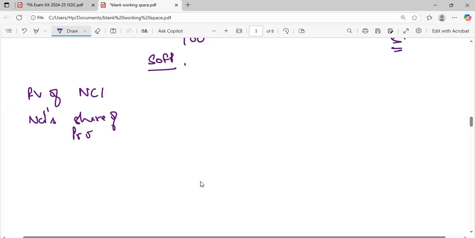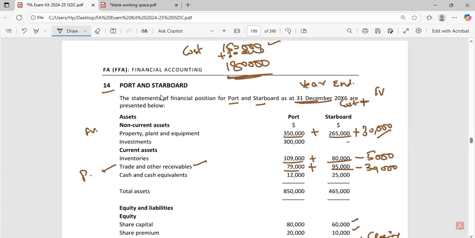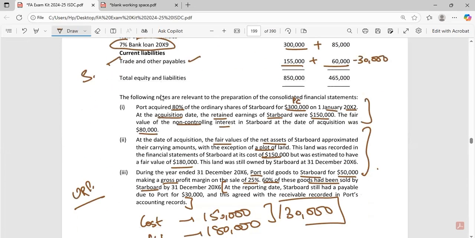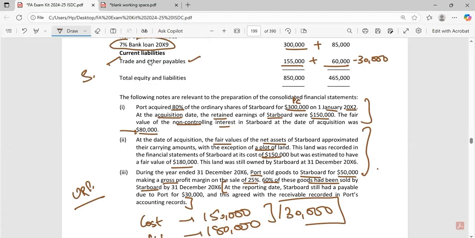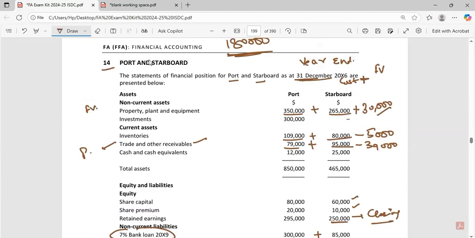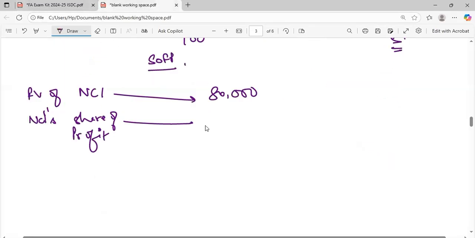Okay. So we know what is the fair value of NCI. It was given directly in the question. It was see 80,000. Okay. So over here, I'm going to write 80,000. Now look at this very carefully. Our closing retained earnings were 2,50,000. Now see, first understand that we are calculating NCI's share.